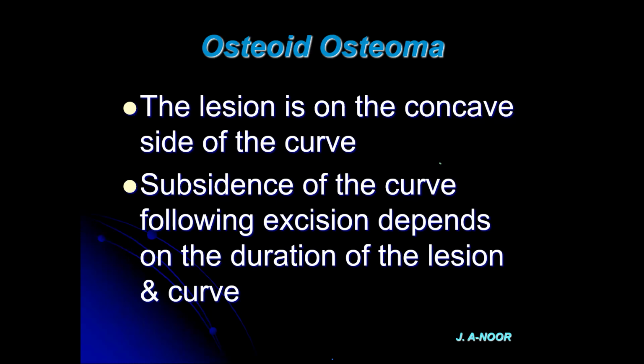Subsidence of the curve following excision depends on the lesion and curve. That's why when I get a patient that I've diagnosed with osteoid osteoma of the spine, the very first thing, if it is of short duration, then I assure the patient and the family that as I remove the lesion, the curve will correct. If the curve is of longer duration, more than 1 year, then it won't correct.